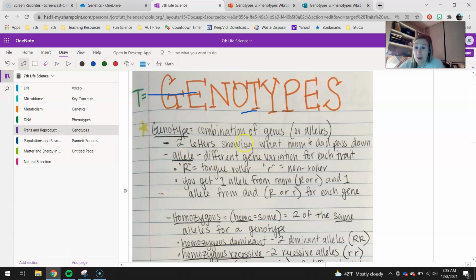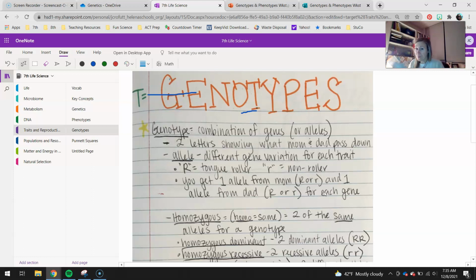For instance, if we're talking about that same concept of tongue rolling or non-tongue rolling, we might use a capital R because it's our dominant trait, a tongue roller gene, versus our recessive trait, where we would use a lowercase r, and that's a non-roller. Capitalization is going to be really important in these, you guys. You get one allele from mom, so mom can either pass down a big R or a little r, depending on what mom has. And one allele from dad, again, either a big R or a little r for each gene. You can really use any letters. It doesn't matter. These aren't letters that we actually find on our DNA. They're just representations that we use to indicate what we know about the genes of the parents.